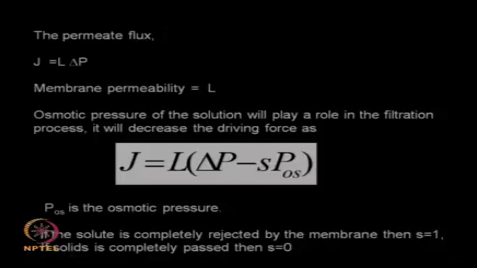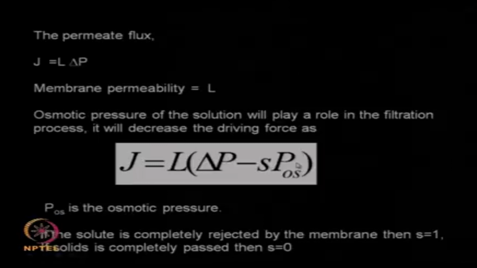If the solute is completely rejected by the membrane, then S will be equal to 1. That means the osmotic pressure will have an effect. If the solute is completely passed, then S will be equal to 0. So if the solute completely goes through to the other side, then obviously there is not going to be any osmotic pressure coming in the reverse direction.